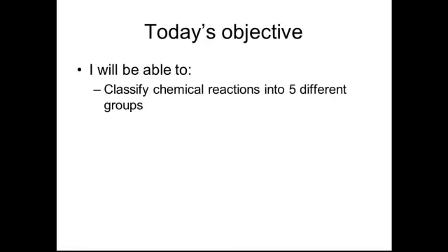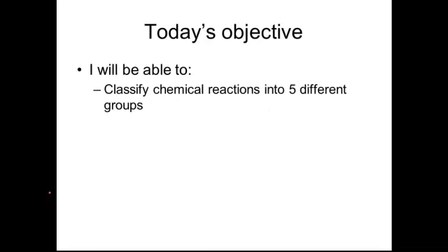Alrighty, today we're going to be learning about different chemical reactions and being able to classify them into different groups. And so our objective for today simply is to be able to look at a chemical reaction and then decide what type of reaction this is. And this is going to help us so when we're looking at actual products of a chemical reaction, we'll be able to figure out what they are a little bit easier once we know what type of reaction we're looking at.